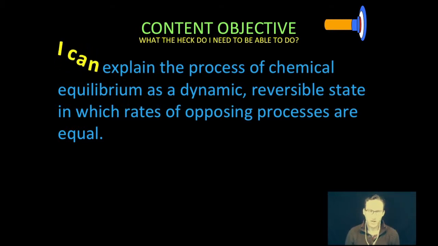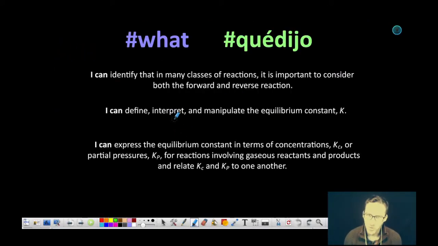Today we're going to start our new unit on equilibrium. As you take a look at our content objective for the day, we're going to explain the process of chemical equilibrium as a dynamic, reversible state in which rates of opposing processes are equal. All right, so let's break that down a little bit.